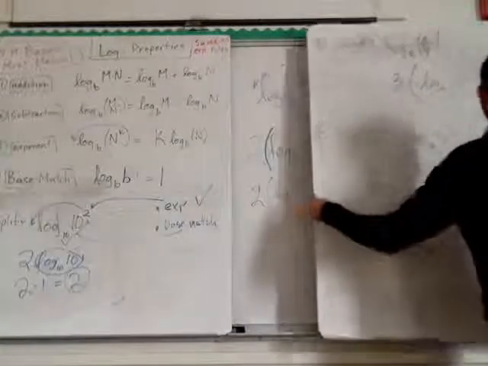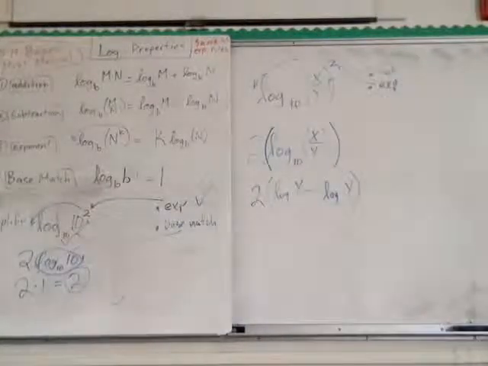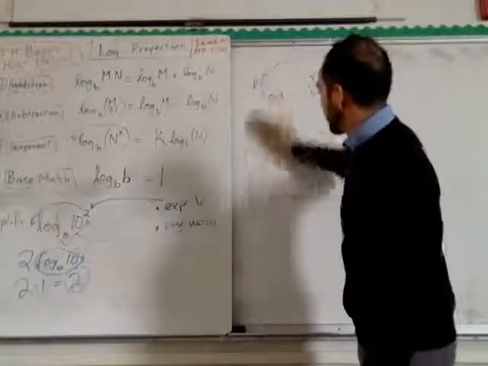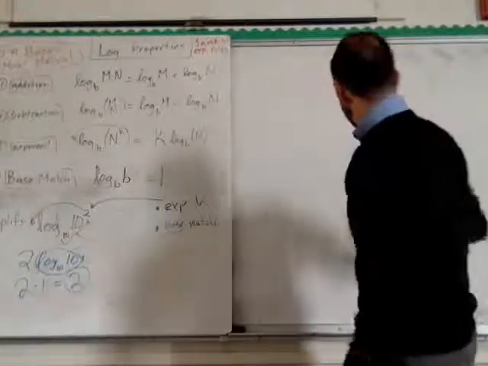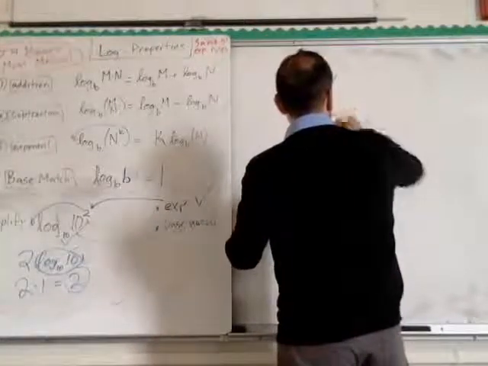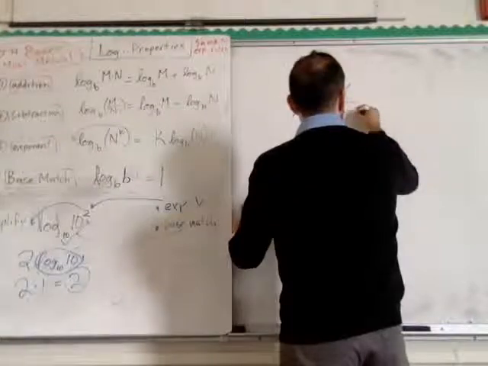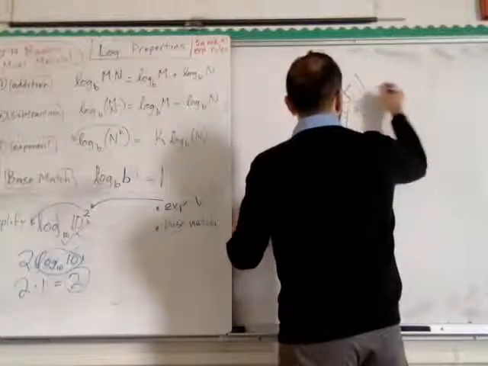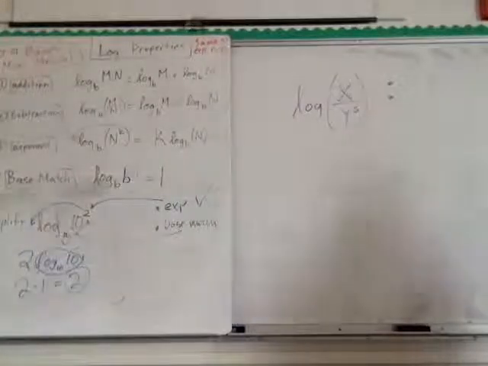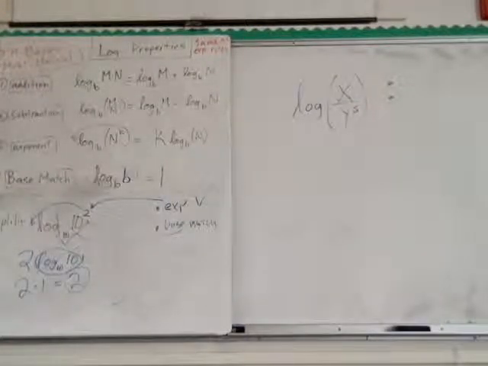So, let's do the last one. Let's do the last one here. And yeah, this class has a lot of classwork because I want you to be able to do all of them to get the hang of it. Log x over y to the 5th. All right, with a partner, figure out what are the 2 properties that we're going to use. Find the properties. You're probably getting quicker at it.